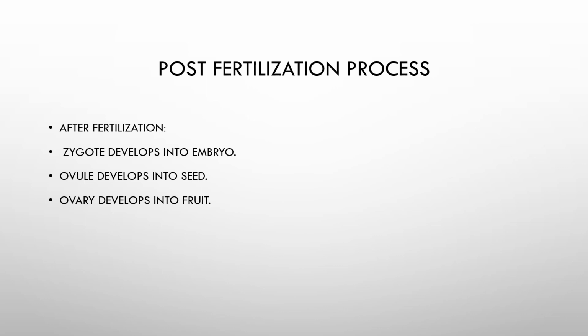Now the post-fertilization process, which means what happens after the fertilization. Already you know well, when the fertilization occurs, the diploid zygote develops into the embryo. The ovule, which was containing the embryo sac, develops into the seed when it dries up, and the ovary becomes fleshy and is converted into the fruit. So these are the post fertilization steps.